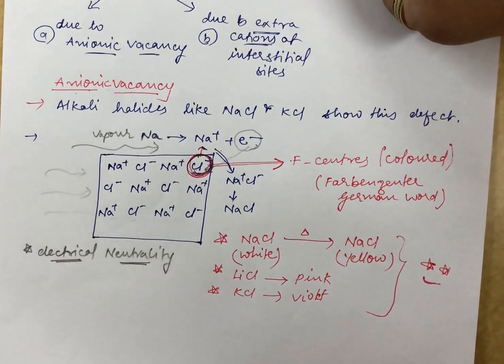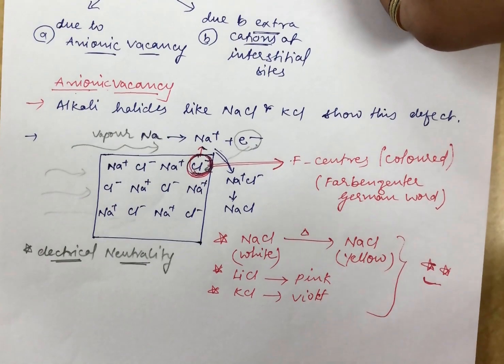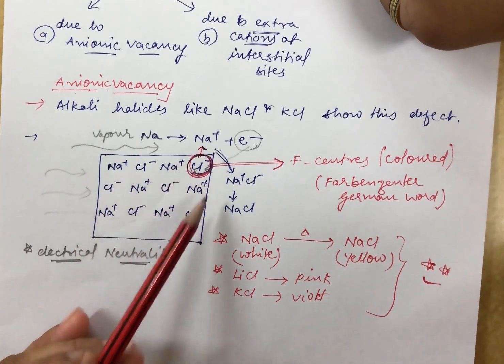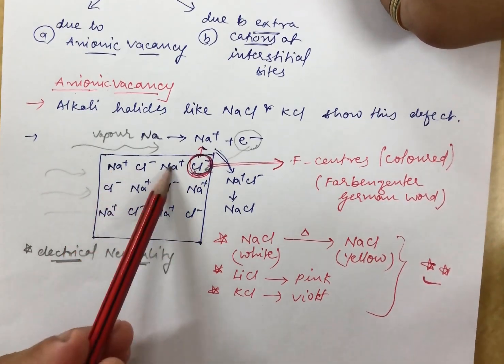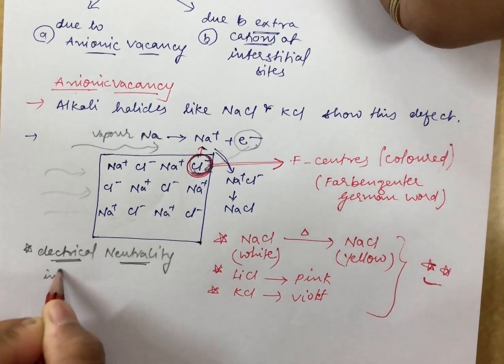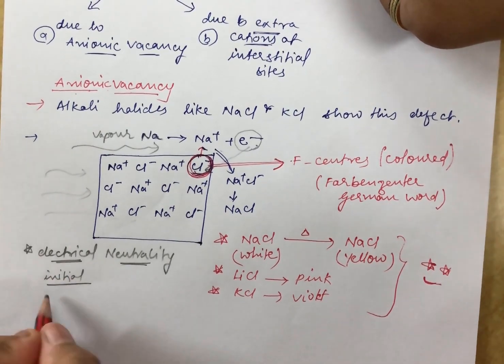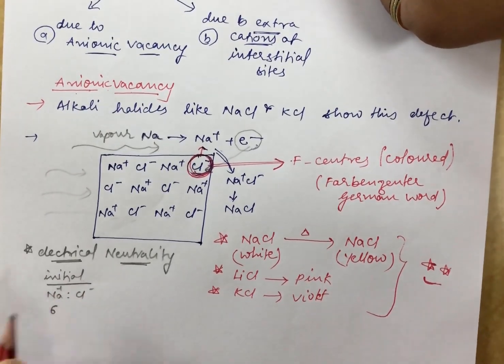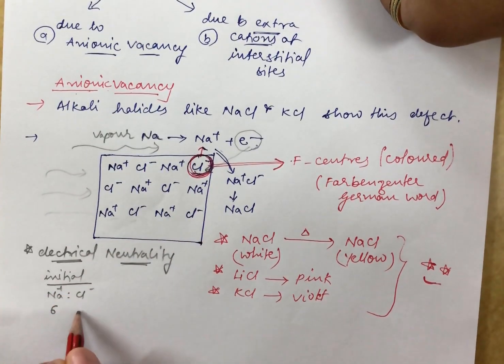Electrical neutrality will always be maintained here. Now what do I mean by electrical neutrality? See, initially, students, in the crystal which I have shown you, you were having 1, 2, 3, 4, 5, 6 Na. Initially, you were having Na and Cl ions as 6, and here also 1, 2, 3, 4, 5, 6 you were having.